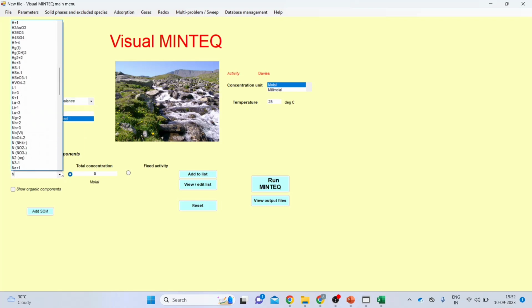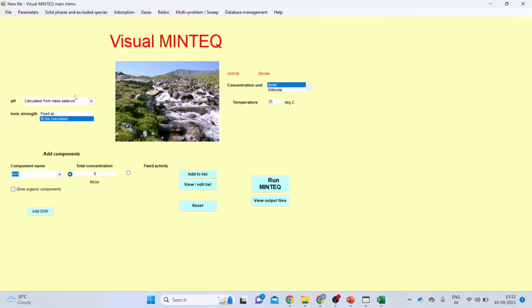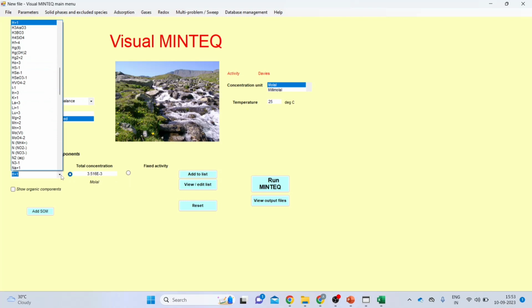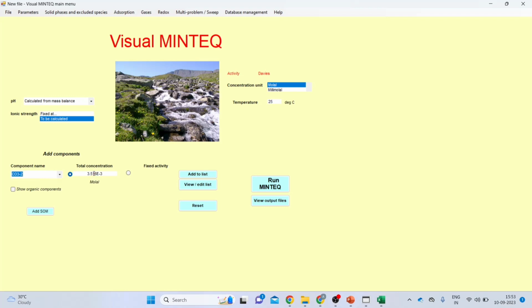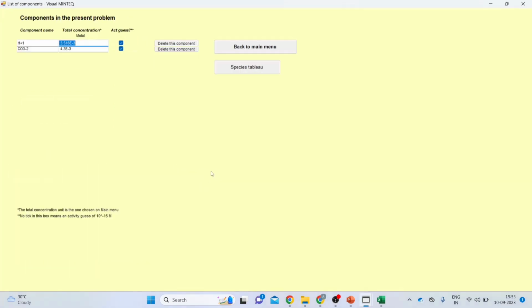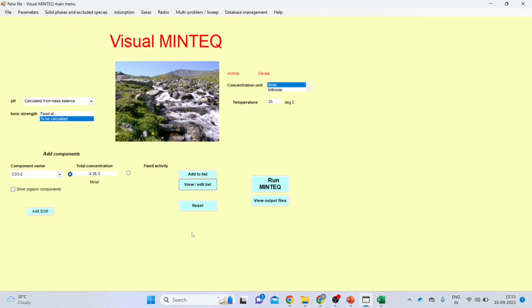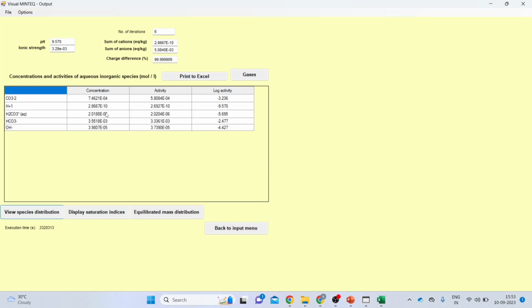Let's add H plus. Let's see how much H plus was. It was 3.516 into 10 raised to the power minus 3, and carbonate was 4.3 into 10 raised to the power minus 3. Add to list. We have added H plus and CO3 2 minus. Back to menu. We will run MINTEQ. So the final pH is 9.570, and we have already calculated the alkalinity. So let's go to the main menu.